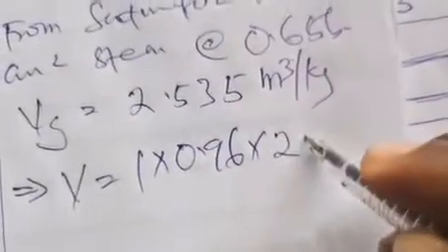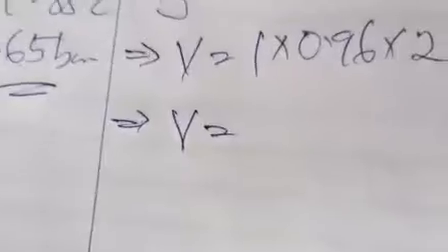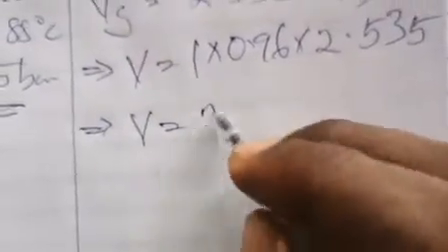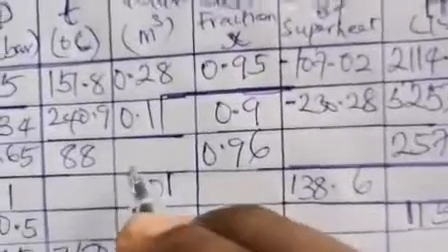the volume of the gas, which is simply 2.535. So this simply implies total volume is equal to 2.43 meters cube. So that is the value for the volume. Okay, so let's fill it up. Volume is 2.43.